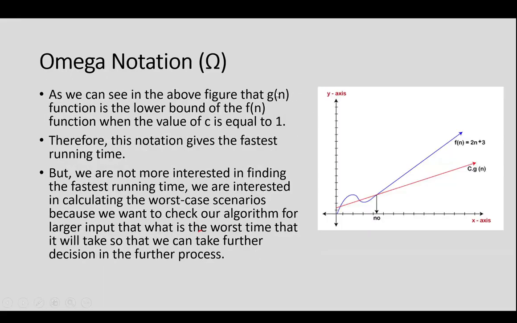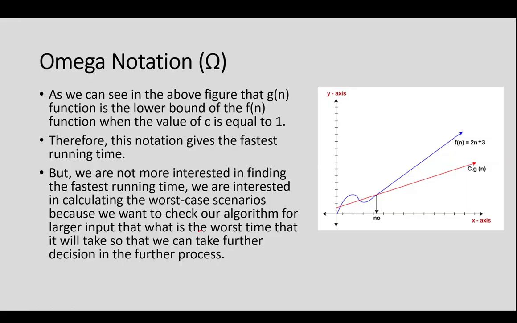As we can see in the figure, g of n is a lower bound and therefore this notation gives the fastest running time. We are not more interested in finding the fastest running time. We are interested in calculating worst case scenarios because we want to check our algorithm for larger input, to see the worst time that it will take so that we can make further decisions in the process.